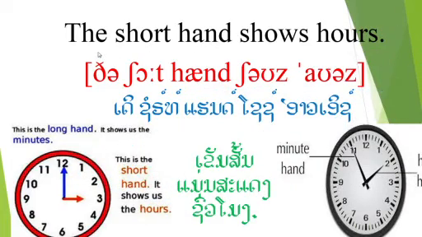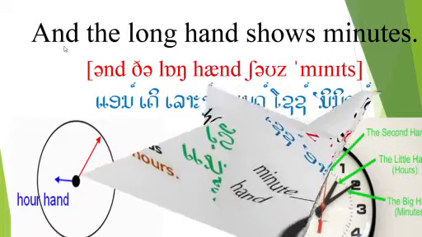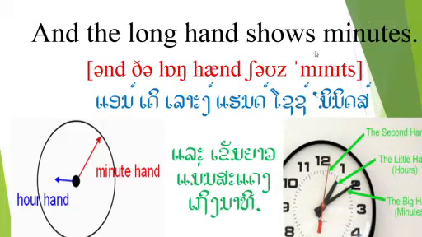The first sentence: the short hand shows hours. And the long hand shows minutes.